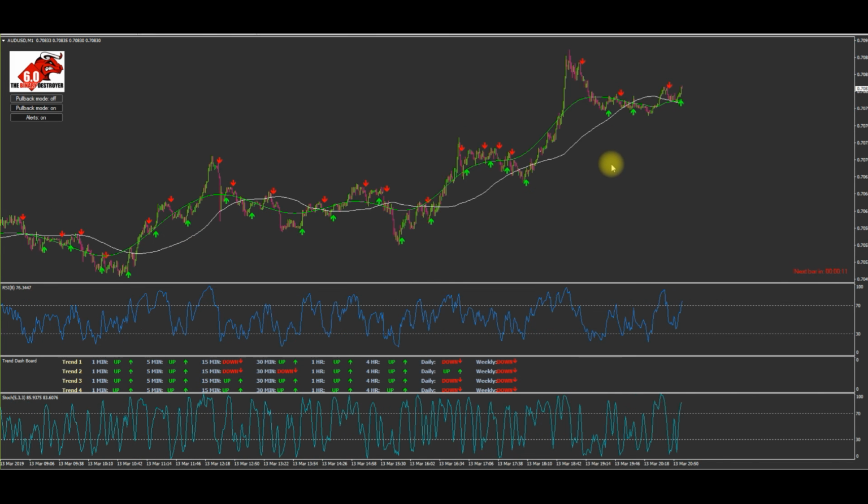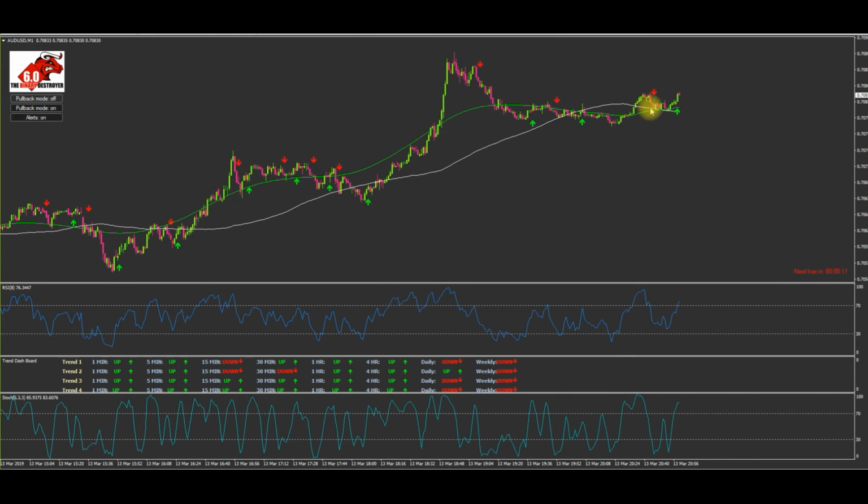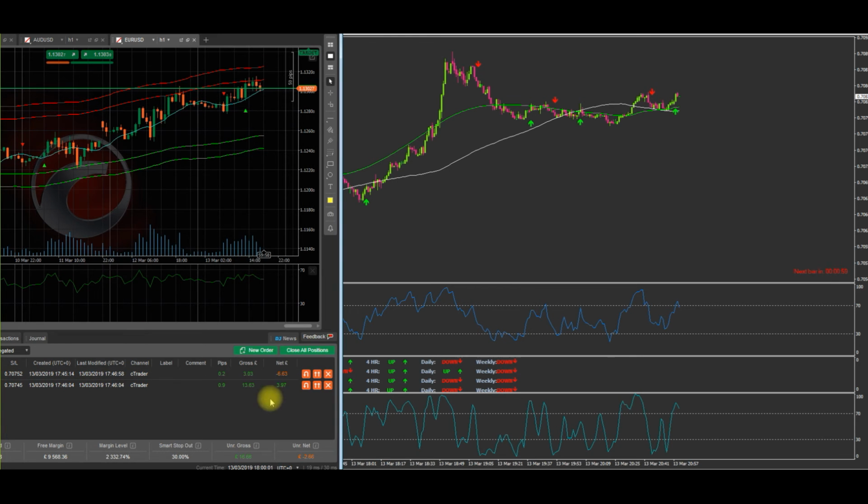So yeah, pretty much that is it. There's nothing too complicated about it. It's just a simple way of trading by using the pullback. So yeah, I will give you an update soon on the result.